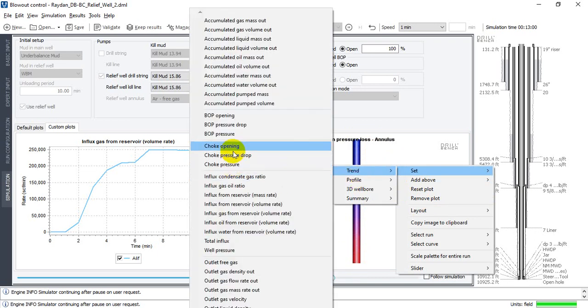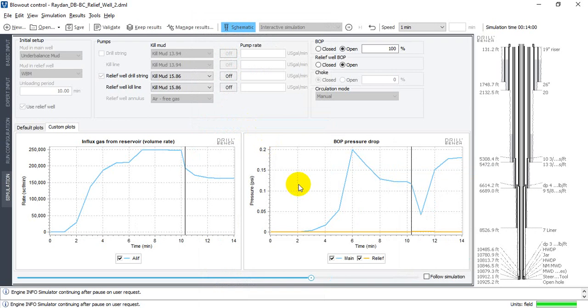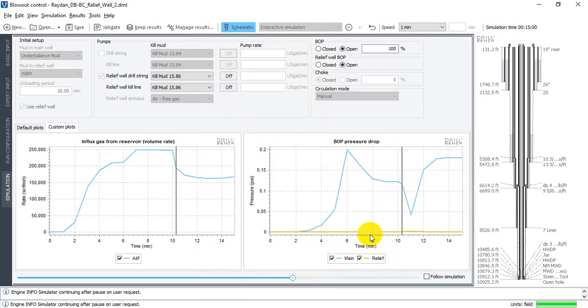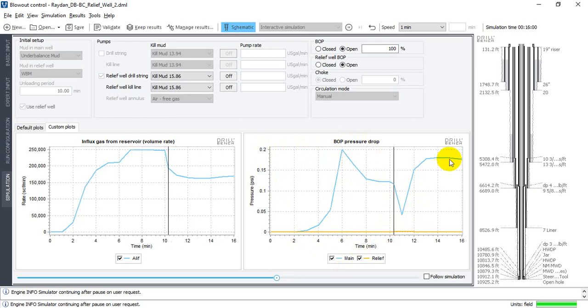I can see the blowout pressure drop here. The main well is the blue, and the relief well is the blowout pressure drop. At the relief well it is 0 psi, there is no pressure, but at the main well it is more than 0.2, and this increases and decreases.